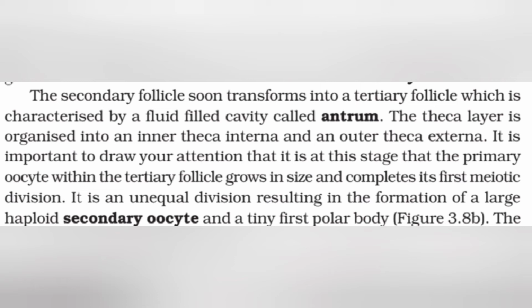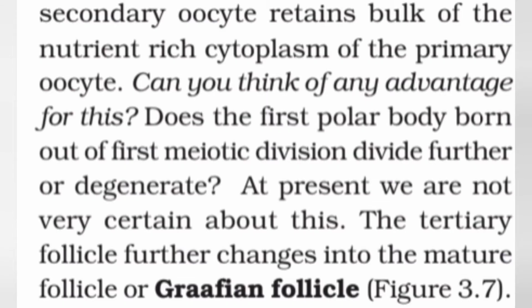It is important to draw your attention that it is at this stage the primary oocyte within the tertiary follicle grows in size and completes its first meiotic division, means it comes out of the rest period. It had gone into the resting stage, and has now come out of it. After becoming very large, it is ready for division. It is an unequal division resulting in formation of large haploid secondary oocyte and a tiny first polar body. Two cells are formed, one secondary oocyte and the other a tiny first polar body.